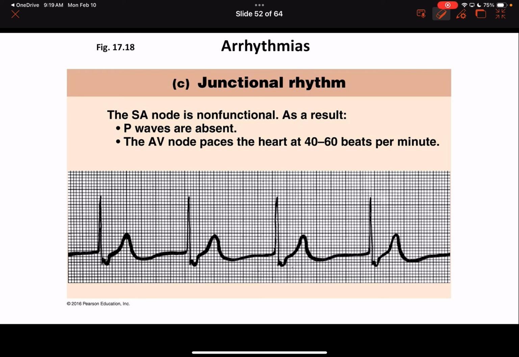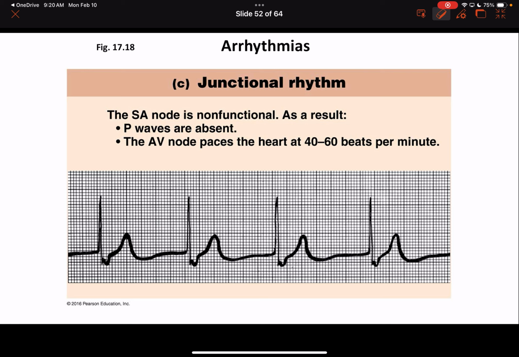Or I can ask you what's the resulting heart rate, and you would tell me it's 40 to 60 beats per minute. So the numbers are going to be the same whether I ask you for depolarization rate or heart rate, but the units are going to be different. So if you hear depolarization, it's times per minute, or if it's heart rate, it's going to be beats per minute. So questions about a junctional rhythm?